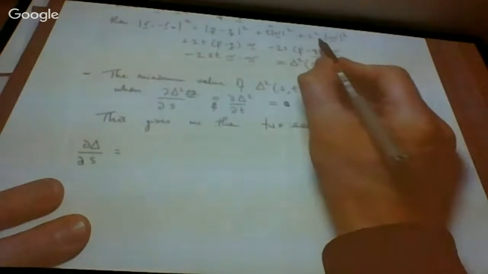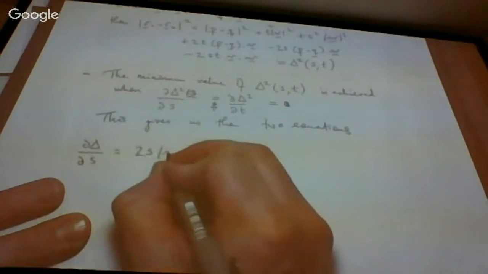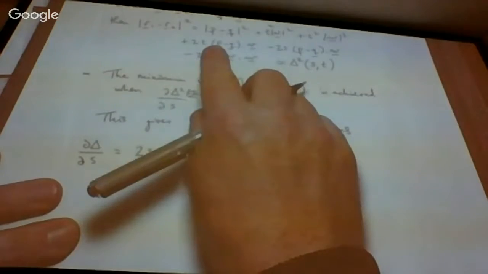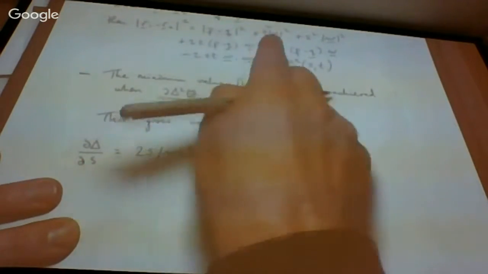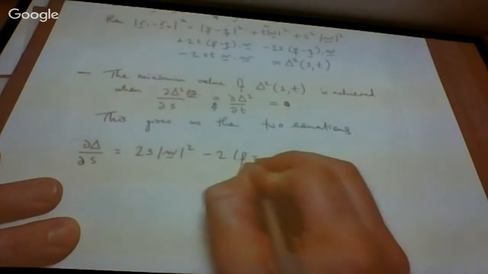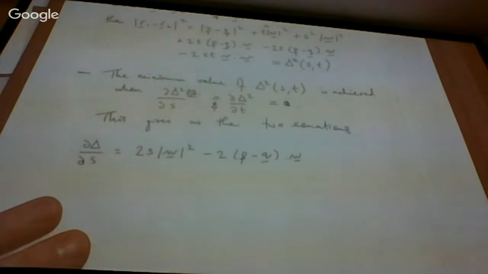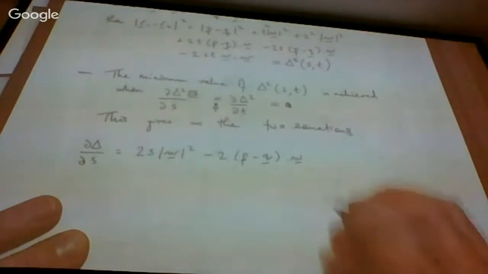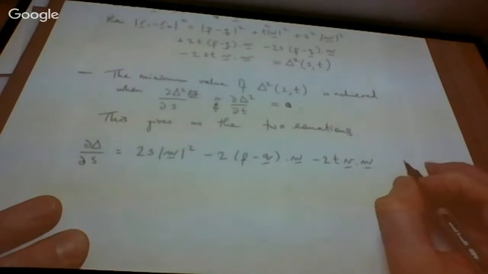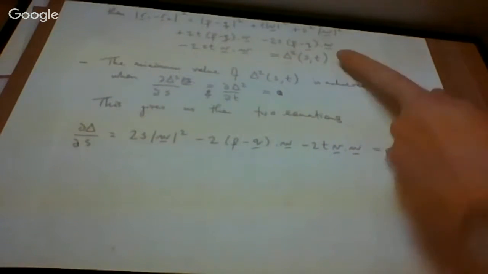So the first time you see an s is here in the s squared magnitude of w squared. So that's going to give you a 2s magnitude of w squared when you differentiate it. There's no s here. And you see there was no s in these two, so they have a derivative of 0. There is an s here, so I get a minus 2 times the inner product of P minus Q with W. And then there is an s there, so that's going to give me a minus 2t inner product of V with W. And this is all equal to 0.